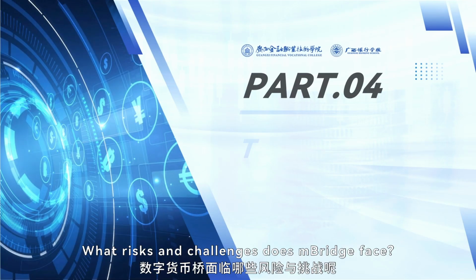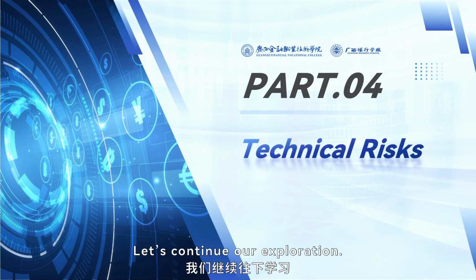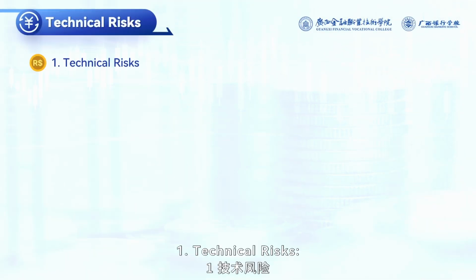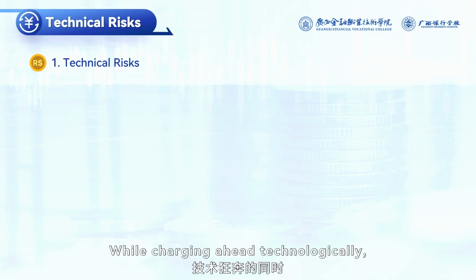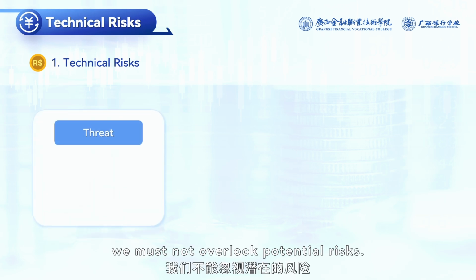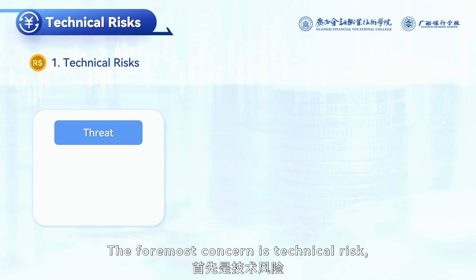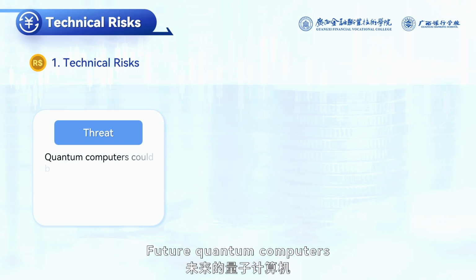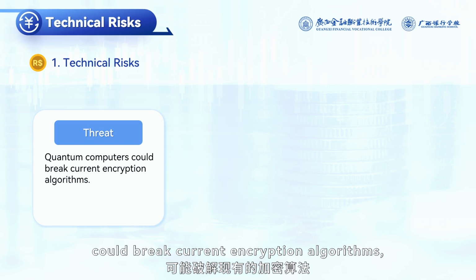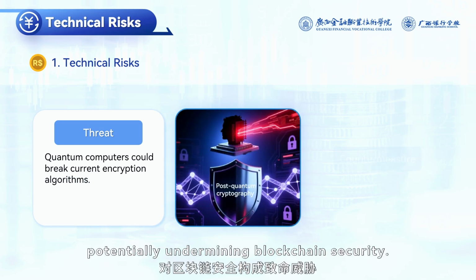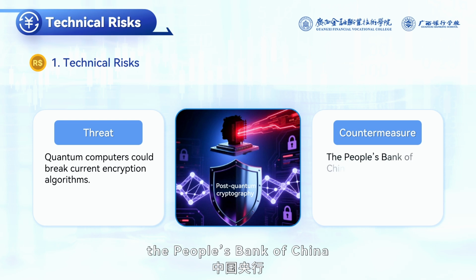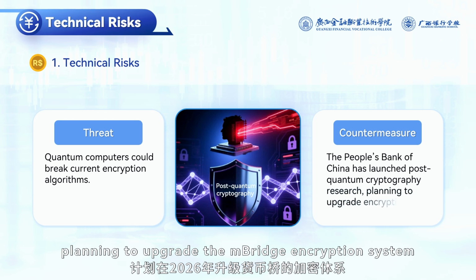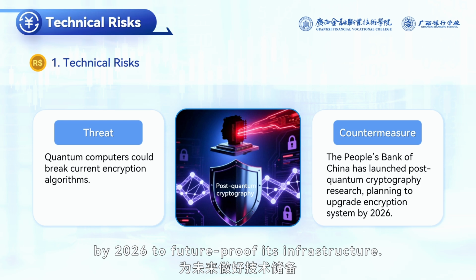What risks and challenges does mBridge face? Let's continue our exploration. Risks and challenges of mBridge are: 1. Technical risks. While charging ahead technologically, we must not overlook potential risks. The foremost concern is technical risk, particularly the threat posed by quantum computing. Future quantum computers could break current encryption algorithms, potentially undermining blockchain security. In response, the People's Bank of China has launched post-quantum cryptography research, planning to upgrade the mBridge encryption system by 2026 to future-proof its infrastructure.